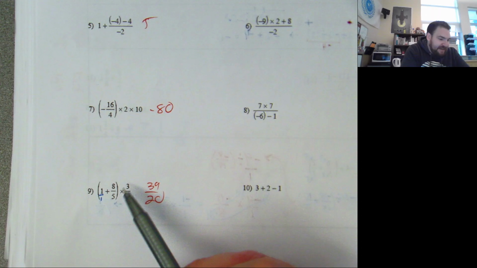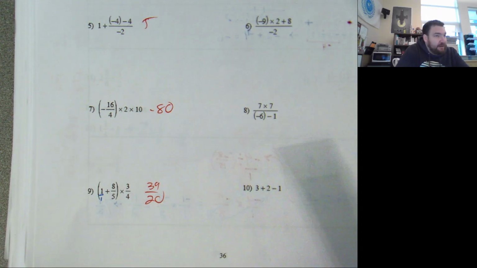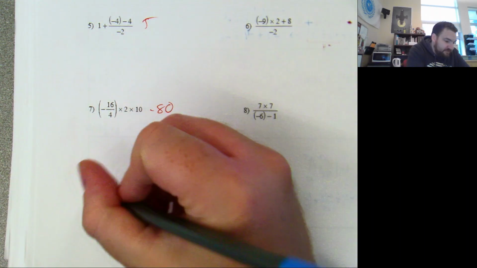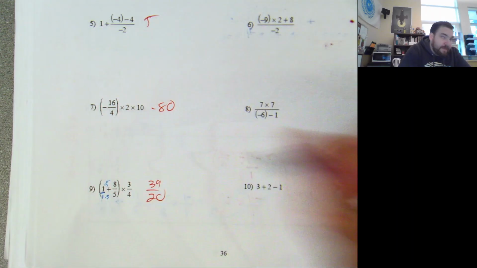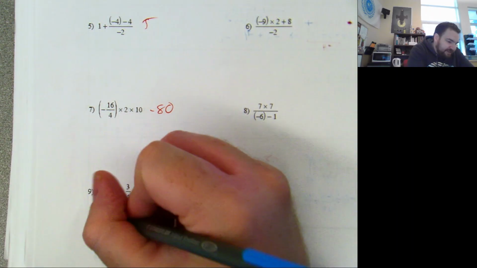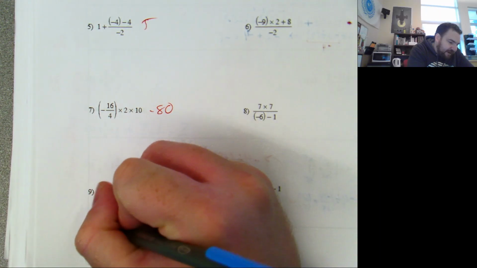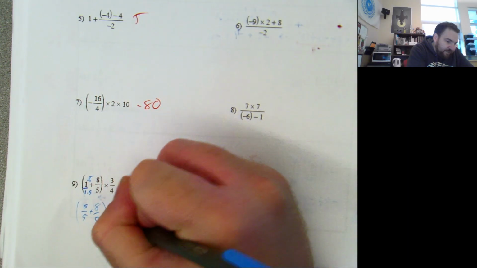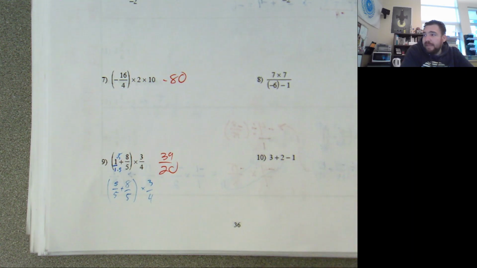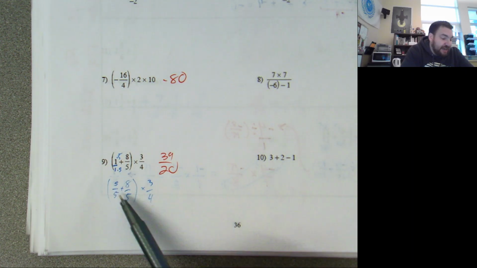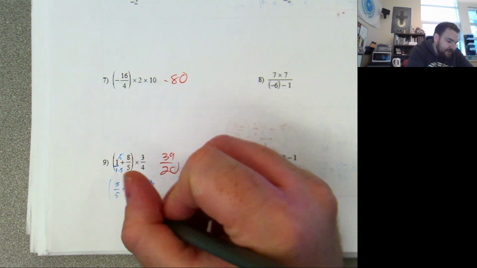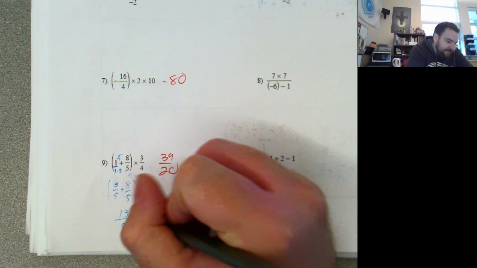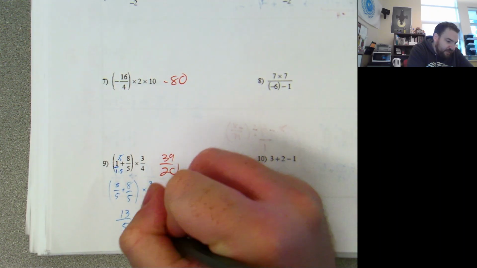So we're going to get 1 over 1 plus 8 over 5. Now to add fractions, I need a common denominator. So the common denominator of 1 and 5 is going to be 5. And so now I'm going to rewrite this thing. It's going to become 5 over 5 plus 8 over 5, bracket, times 3 over 4. And now I'm going to do the addition. I add across the top. The denominator stays the same. So this is going to be 13 over 5 times 3 over 4.